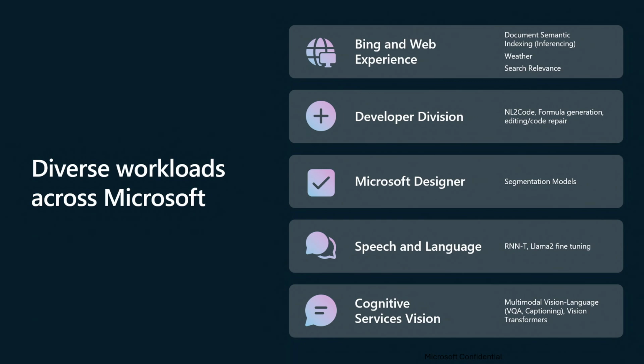Nice. Next, Microsoft Designer. It's a pretty cool product. Whether you're building some kind of an invitation card for your kid's birthday, or you're designing some marketing brochure. So here they built some segmentation models and image to image similarity models. They built both traditional convolutional neural network models as well as transformer based models in this domain.